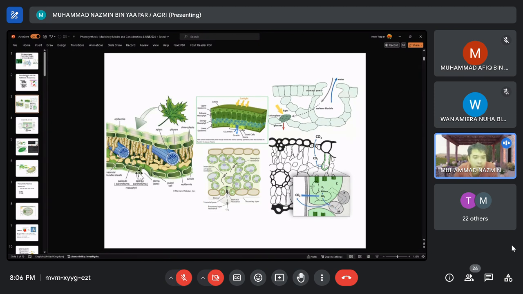So where exactly is photosynthesis happening? Photosynthesis is actually not happening in just any cells, okay? These epidermal cells are actually not photosynthesizing. They are rather transparent. Those cells that do photosynthesis, we call them mesophyll cells.